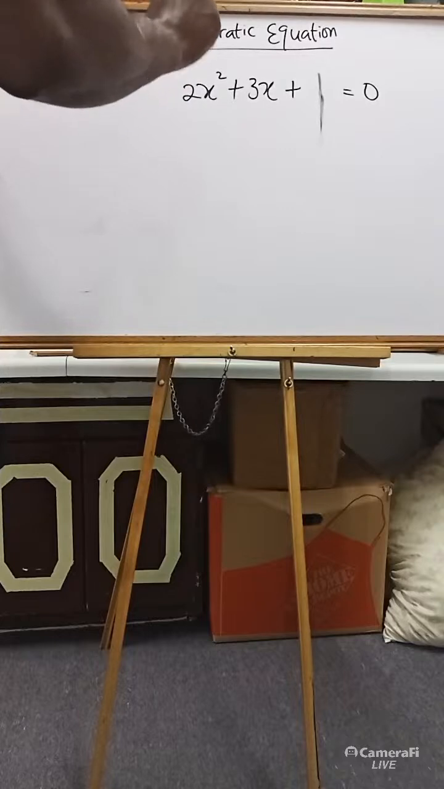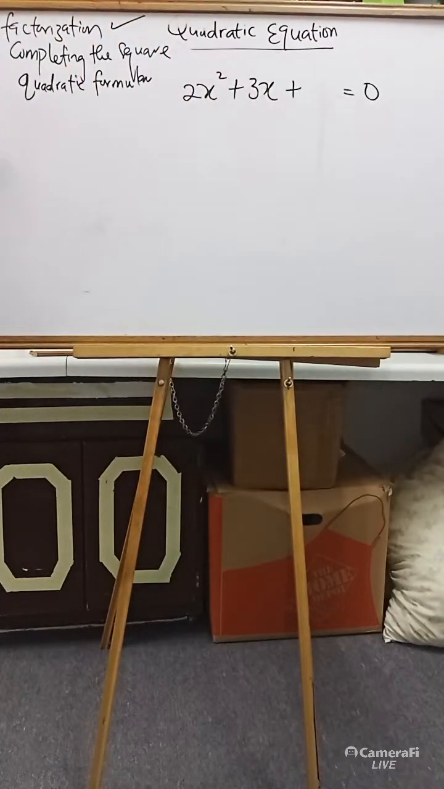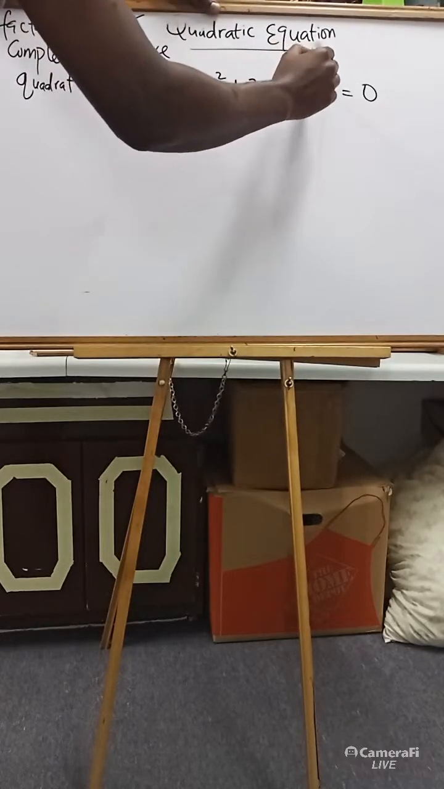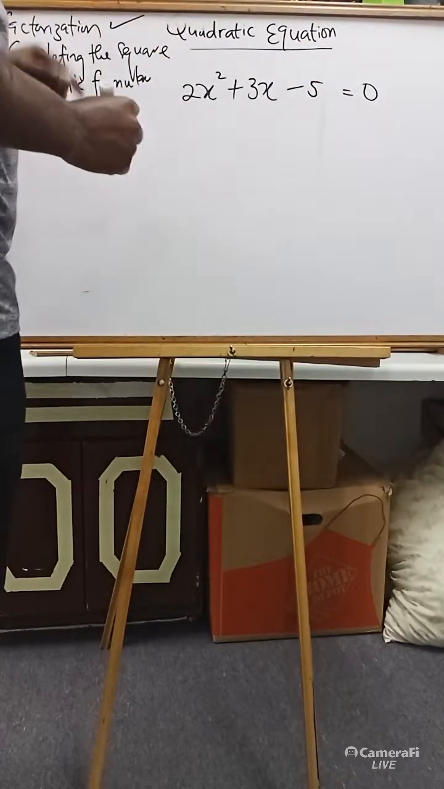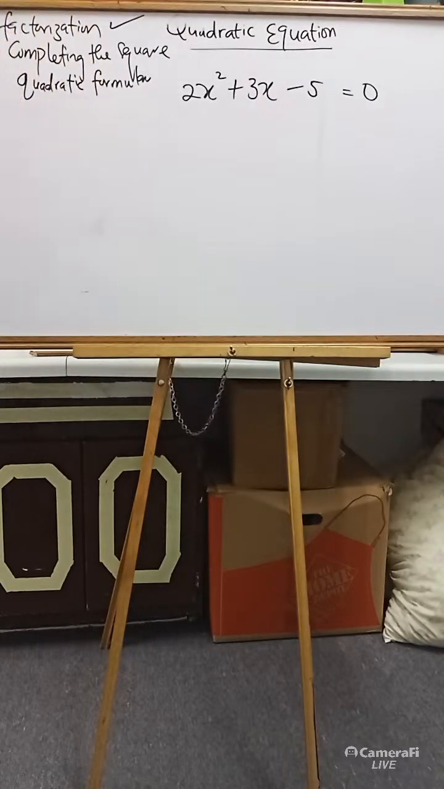I want to be very certain of the kind of question I want to set so that it will not lead to the quadratic formula. Okay, let's put it this way: 2x squared plus 3x minus 5 equals 0.